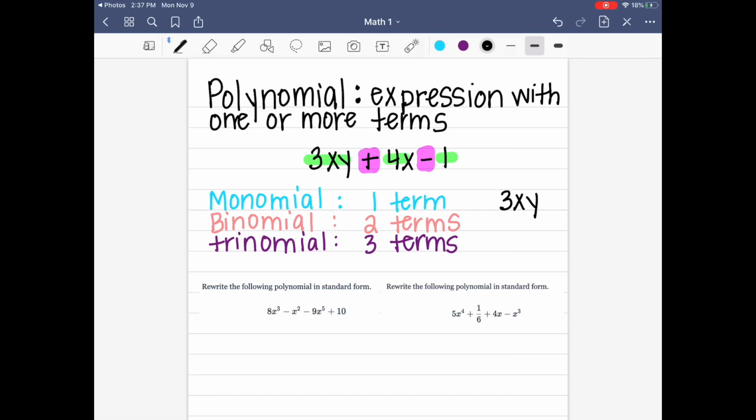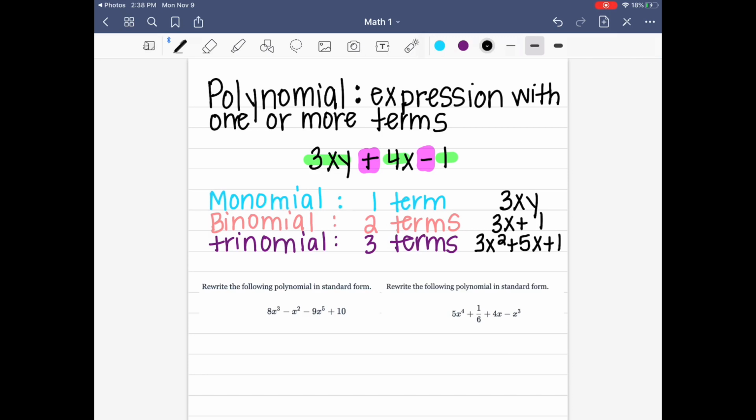A binomial means two terms. So I could have 3x plus 1. That's two terms. A trinomial means three terms. So I could have 3x squared plus 5x plus 1. And again, these can be formatted in multiple different ways, but just so that you know from now on, a polynomial means an expression with one or more terms.